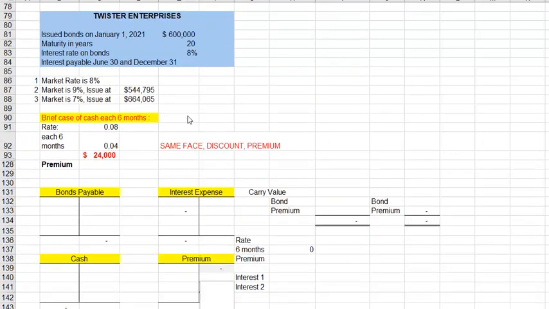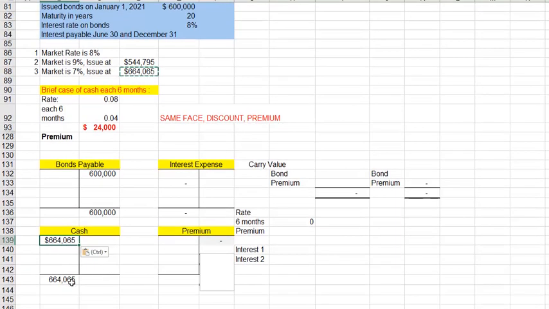Now remember, our briefcases of cash are going to stay the same no matter if we're at face value, discount, or premium. We calculate this by using our stated rate of 8% divided into two sections, so 4% the first half of the year and 4% the second half, to equal $24,000. So what we have here is a bond payable that we are going to pay back in 20 periods of $600,000. The cash that the marketplace is giving us is going to be this amount here, $664,065.